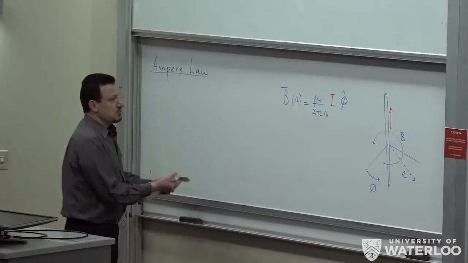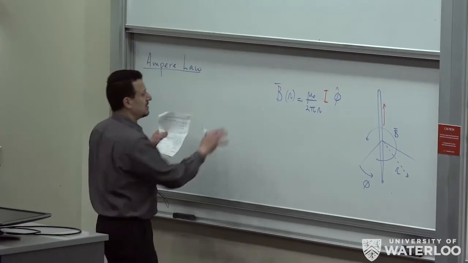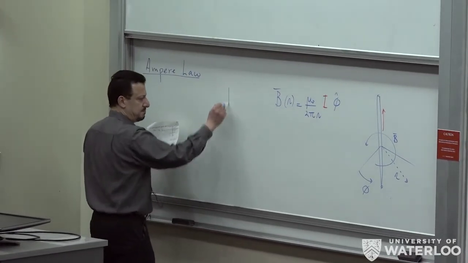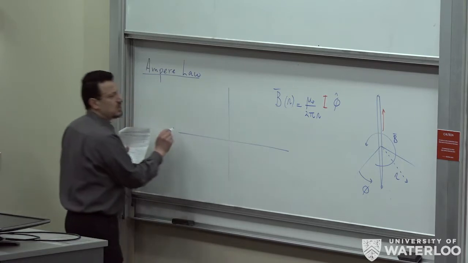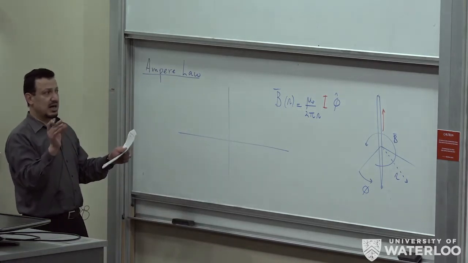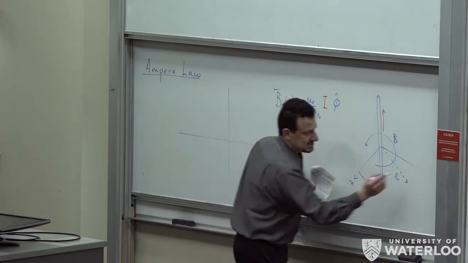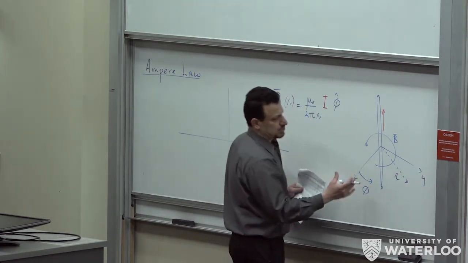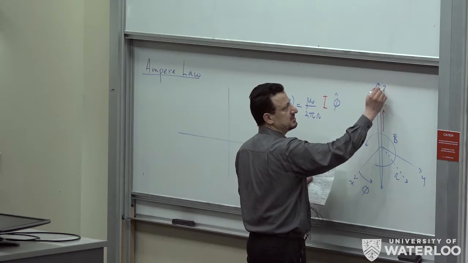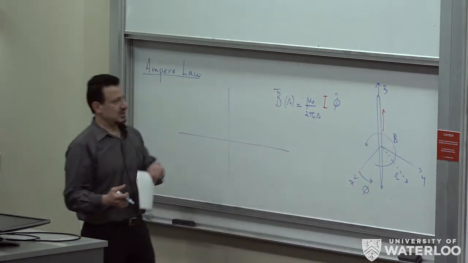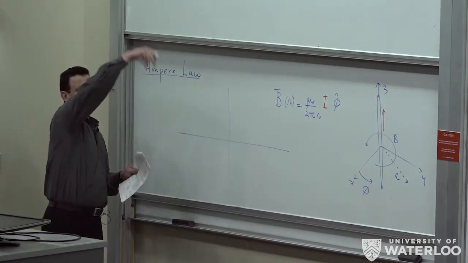All right, so look what I'm going to do. I'm going to draw another picture here. I'm going to look at the line from the top. So let's say this is x and this is y, Cartesian coordinate system. So this will be z like that. X cross y is z. So I'm going to look from the top.